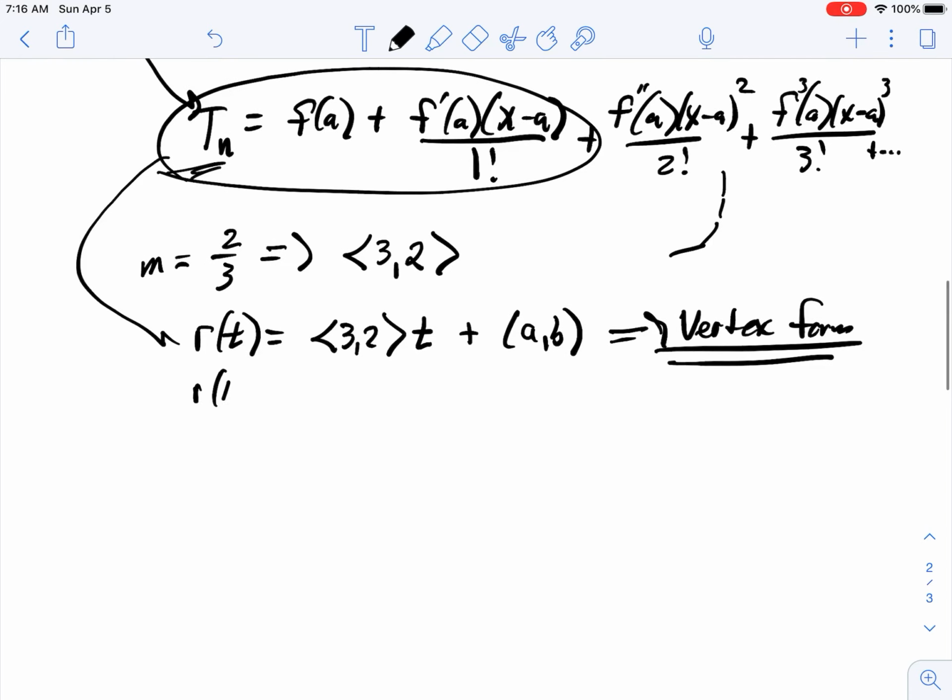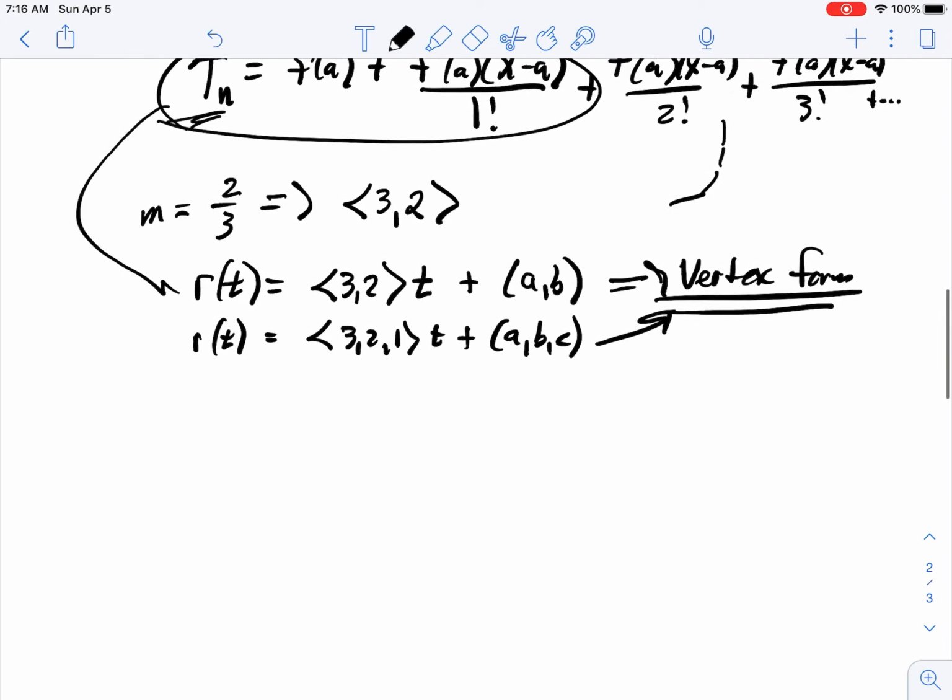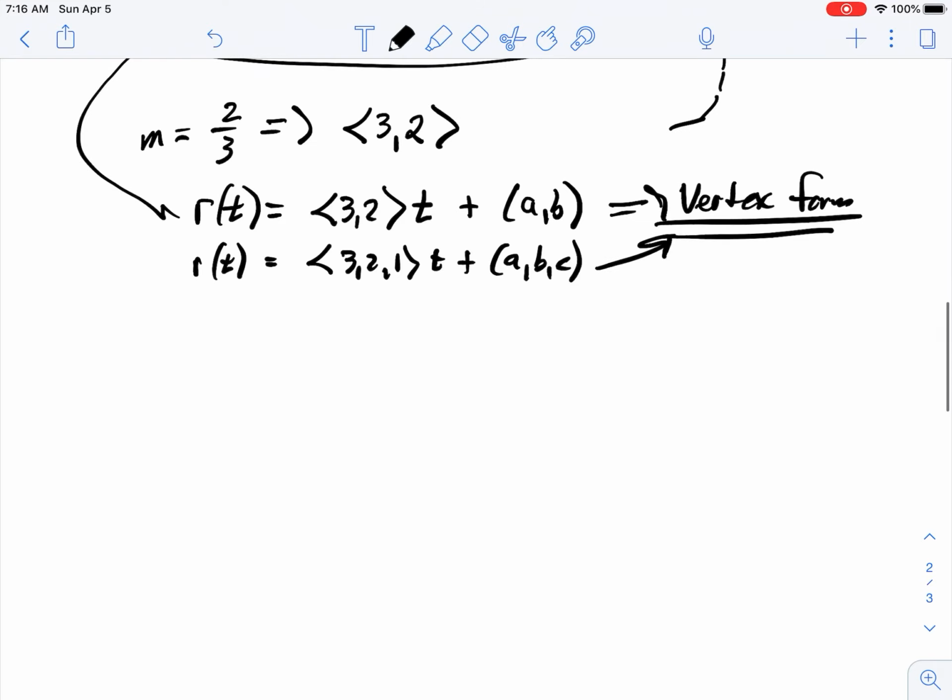Okay, if you want to go to 3-dimensionals, what does a 3-dimensional look like? Well, it'll be, say, 3, 2, 1, t, and we have a, b, c. Again, still vertex form. So that's a gamut all the way up through calculus, up to Calc 3. But notice it's nothing really too much different than what we started with.